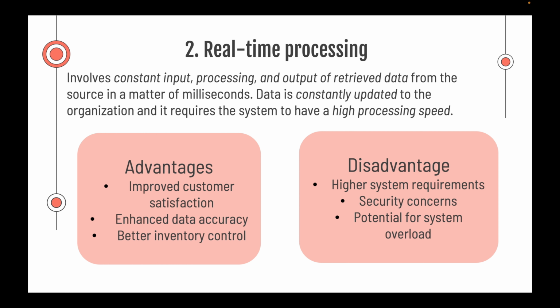An example of this can be seen when we're booking a hotel: the system will need to give the latest data about the hotel vacancy in order to avoid customers booking the same space or causing confusion to both the business and the customer. The advantages of this type are improved customer satisfaction, enhanced data accuracy, and better inventory control. On the other hand, it has higher system requirements, security concerns, and potential for system overload.